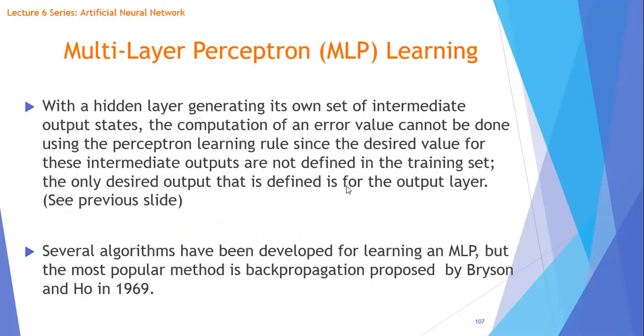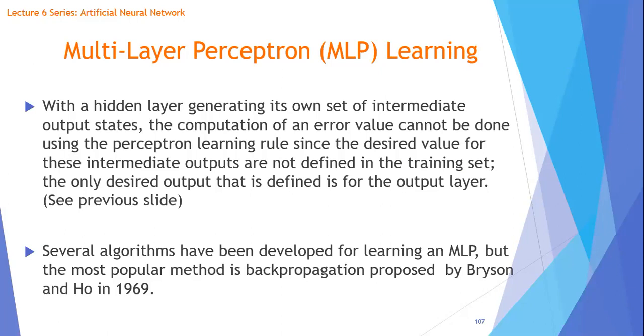So let's read that again. I hope it makes sense now. With a hidden layer generating its own set of intermediate output states, the computation of an error value cannot be done using the perceptron learning rule. Since the desired values for these intermediate outputs are not defined in the training set, the only desired output that is defined is for the output layer.